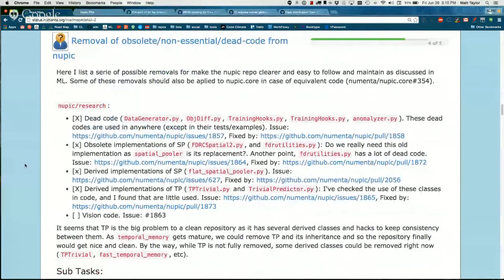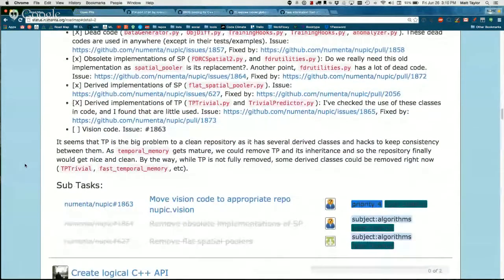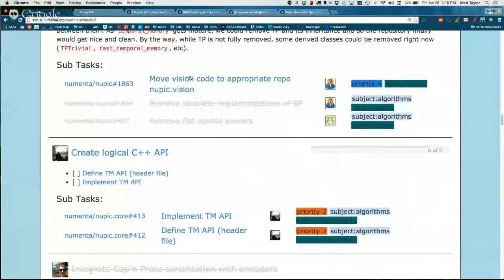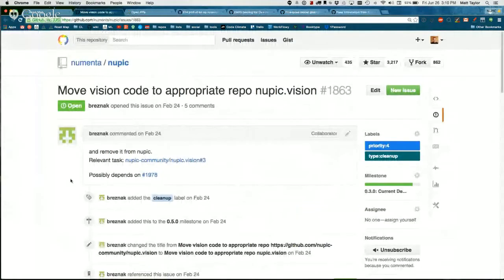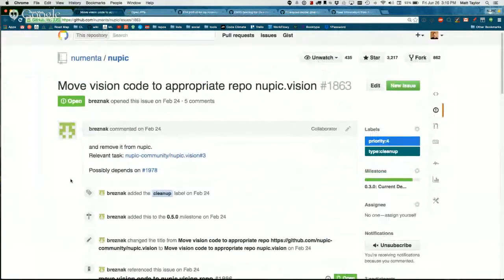All right. More dead code. The other one was from NuPIC core. This is from NuPIC. The only thing sitting here is removing some vision stuff. We're just starting to work on that right now. Jared Weiss is going to be doing some of that as kind of a fun project. Oh, he's going to actually be using the NuPIC vision stuff that's in NuPIC?